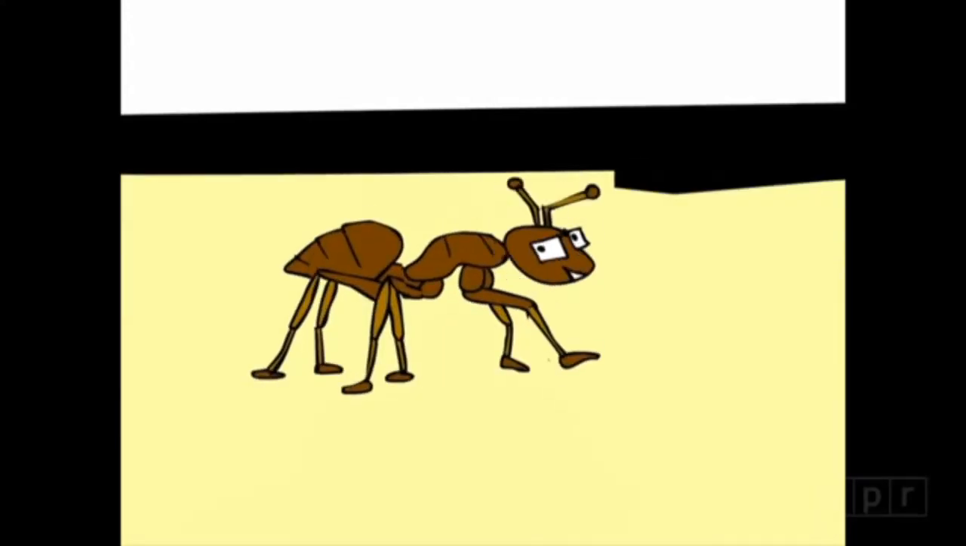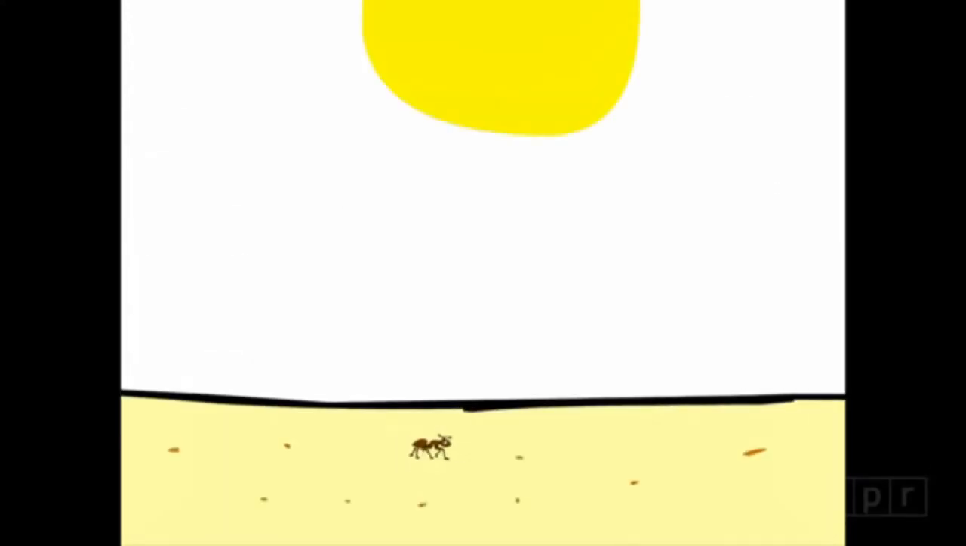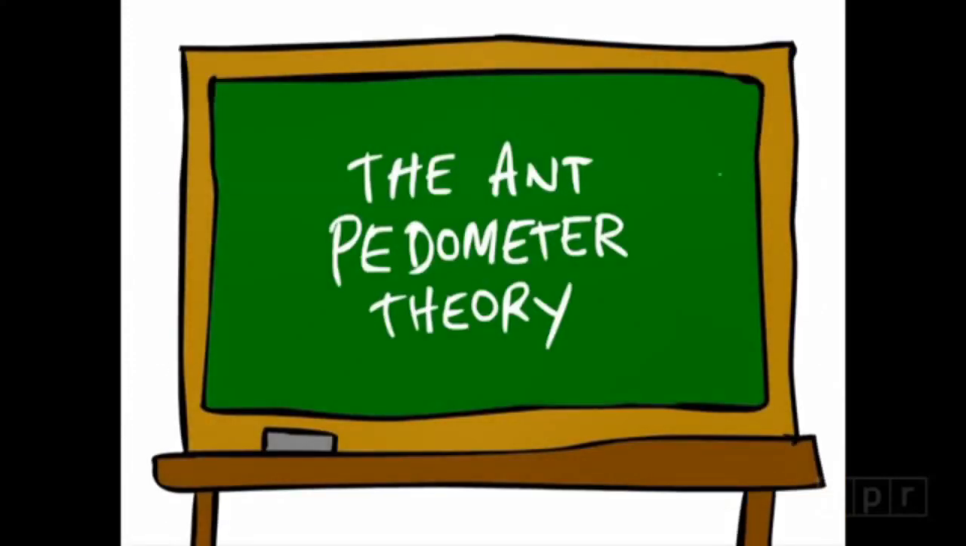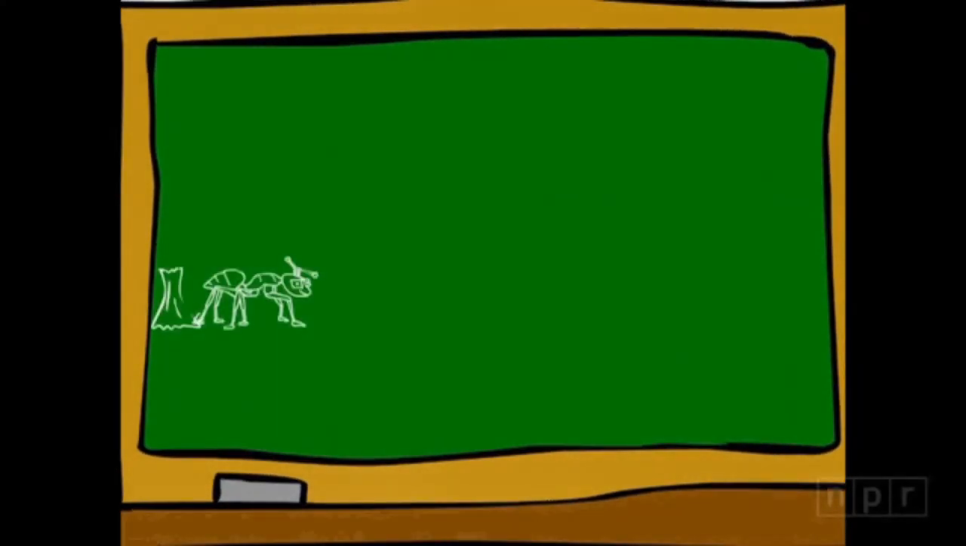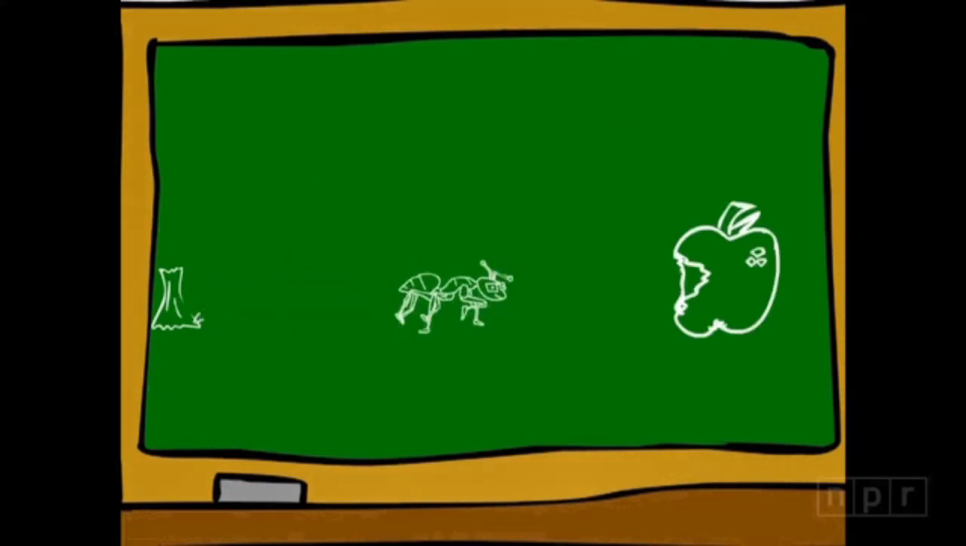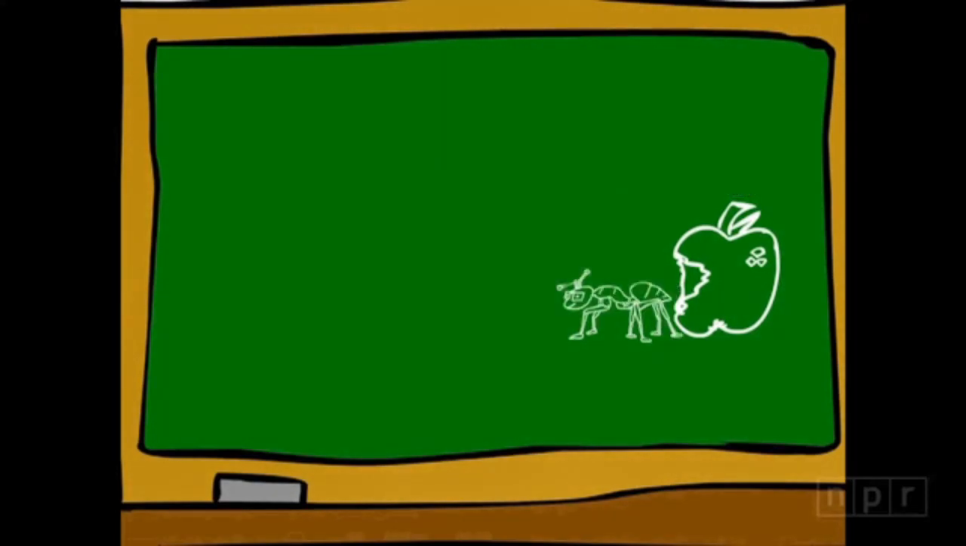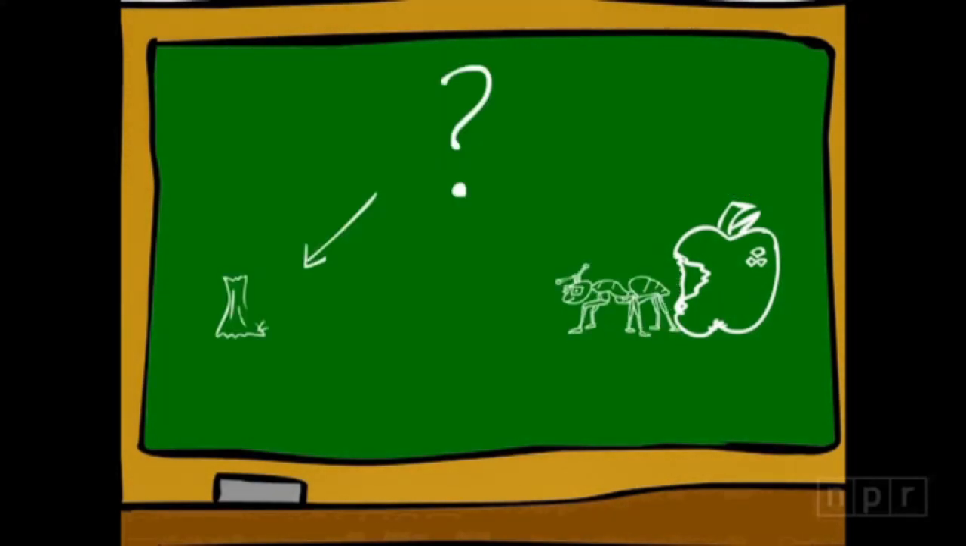We count. You what? Like this. 1, 2, 3, 4, 5, 6. Let's say this desert ant wants to go here for lunch. Because she's in the desert, there is no scent trail, so how does our little ant find her way home? I know.